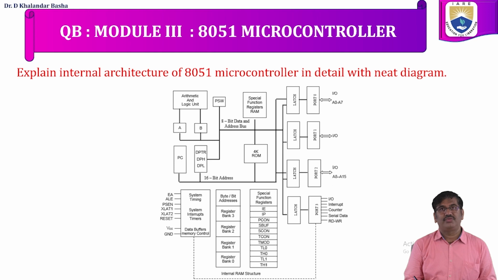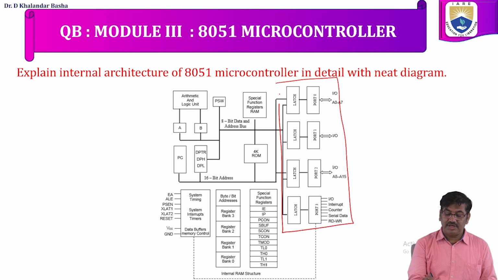Explain the internal architecture of 8051 microcontroller in detail with the diagram. So the figure shows the architecture of 8051 microcontroller, where we can see the four ports, that is port 0, port 1, port 2 and port 3. Then the register bank set, which is a part of internal memory and SFRs. Next we have internal RAM, which is 4K. These SFRs are nothing but the internal memory elements.